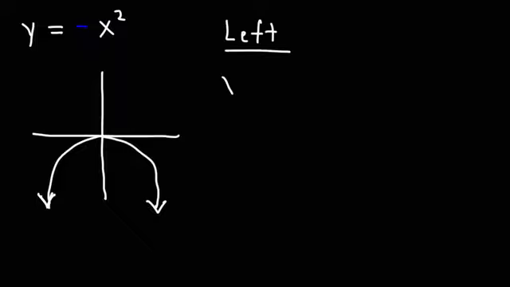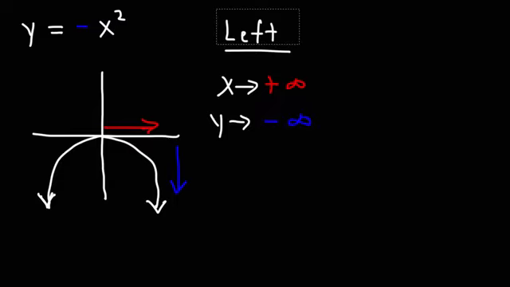As x approaches positive infinity, that is, as we go towards the right, what happens to the y value? Well, we can see that the y value is decreasing. It's becoming more negative, so it's approaching negative infinity. So that's the end behavior. I put left. This should be on the right side because x is going towards positive infinity. So that's the end behavior towards the right side.